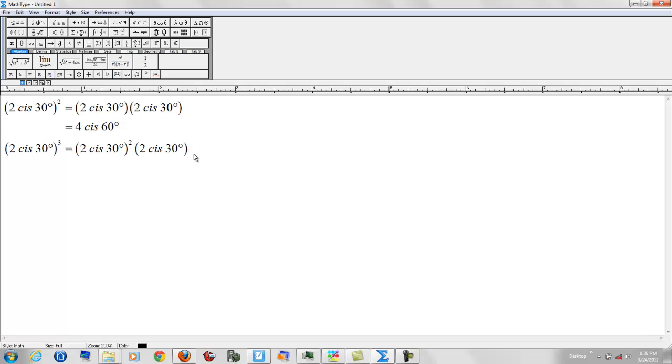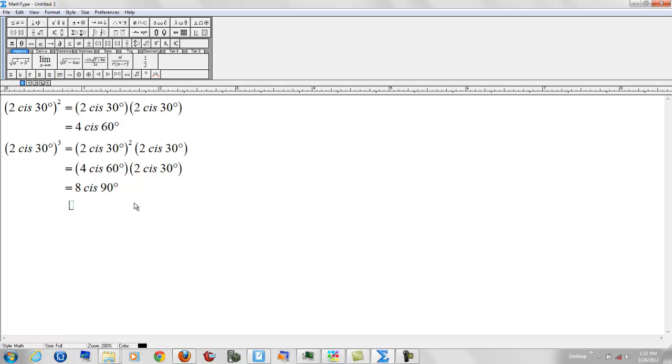And what we get is, first of all, we have to substitute. 2 cis 30 squared, we know from above, is 4 cis 60 degrees. And we're going to multiply that by 2 cis 30. When we do that, we've now got a situation where we just have two complex polar numbers again. So 4 times 2 gets us the coefficient, 8. Cis 60 plus 30 gives us 90 degrees.